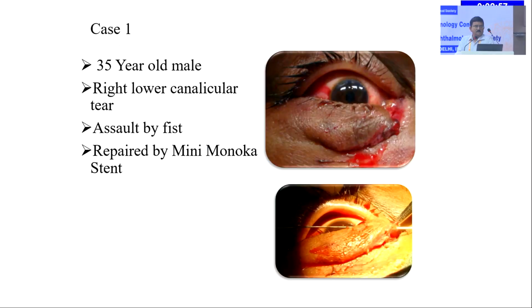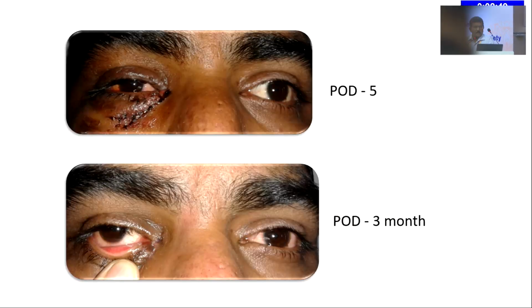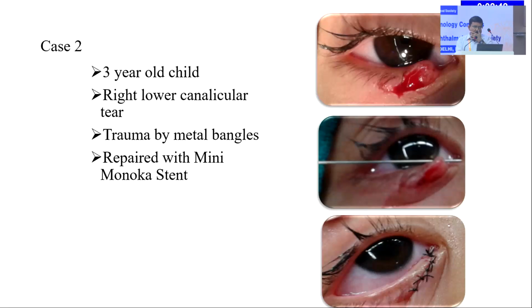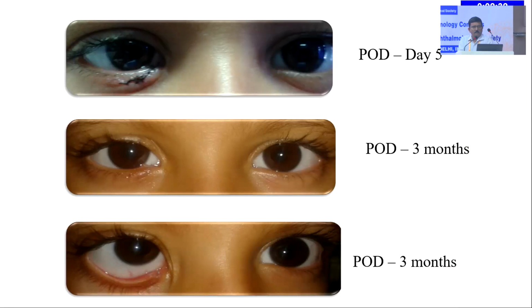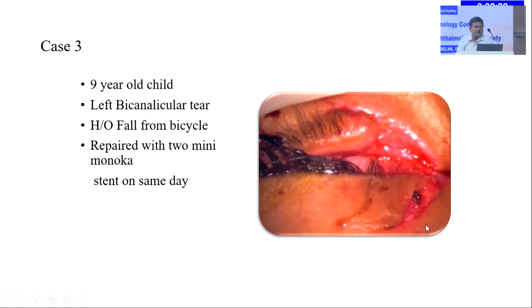This is case 1. A 35-year-old male, right lower canalicular tear from assault by a fist, repaired with a mini monoca stent. This is the picture at POD 5, and below is the picture at 3 months. Case 2 is a 3-year-old child, right lower canalicular tear, trauma by metal bangles, repaired with a mini monoca tube. The upper one is POD 5, the middle one is 3 months, and the third is after 3 months.